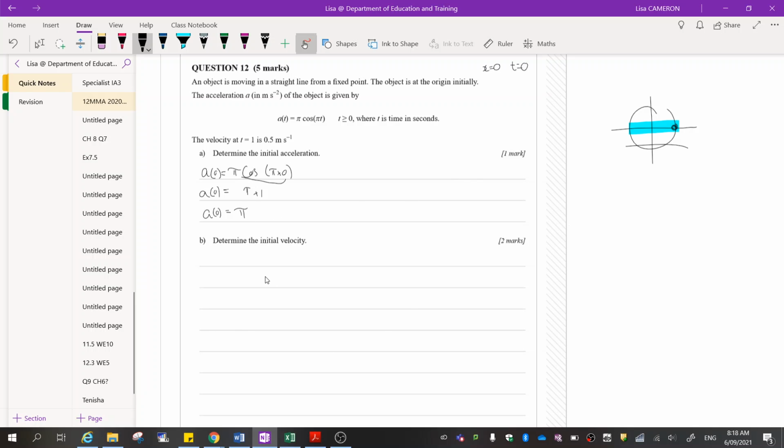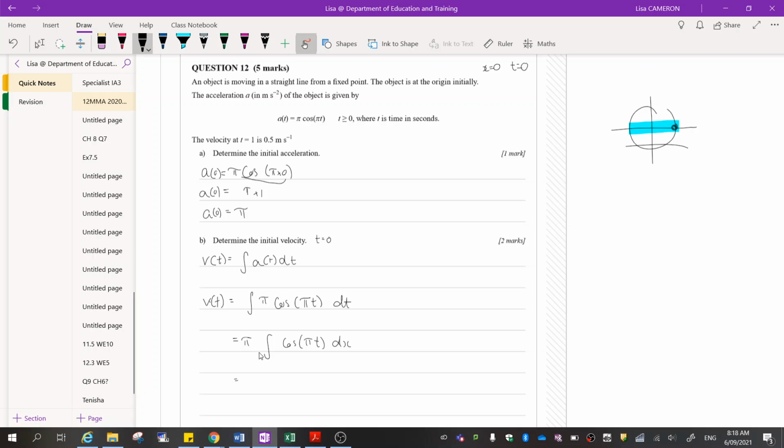Okay, now we're going to determine the initial velocity. That means we want to substitute t in as 0 at some point as well. In order to find our velocity function, we need to integrate our acceleration function with respect to t. So let's do that now. I'm going to integrate pi times cos pi t with respect to t. I'm going to move this pi to the front, so I just have to multiply my answer by it after, which will make it a little bit easier for us.